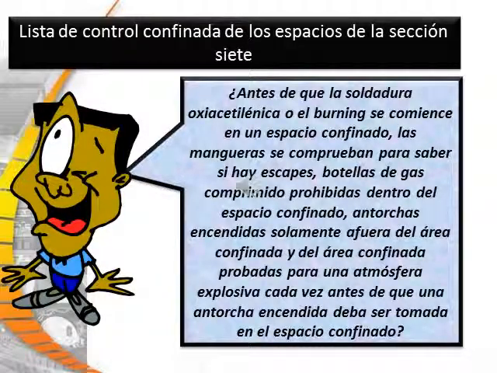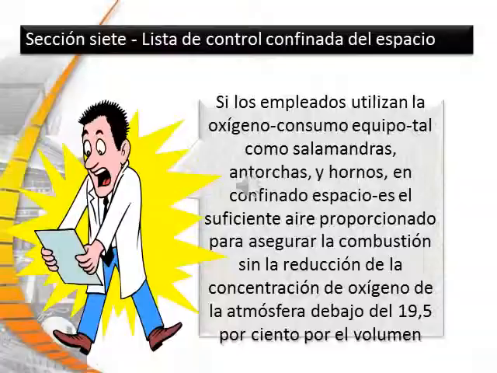Before gas welding or burning is started in a confined space, are hoses checked for leaks? Are compressed gas bottles forbidden inside a confined space? Are torches lighted only outside the confined area? And is the confined area tested for explosive atmospheres each time before a lighted torch is taken into the confined space? If employees will be using oxygen-consuming equipment such as salamanders, torches, and furnaces in a confined space, is sufficient air provided to assure combustion without reducing the oxygen content of the atmosphere below 19.5% in volume?